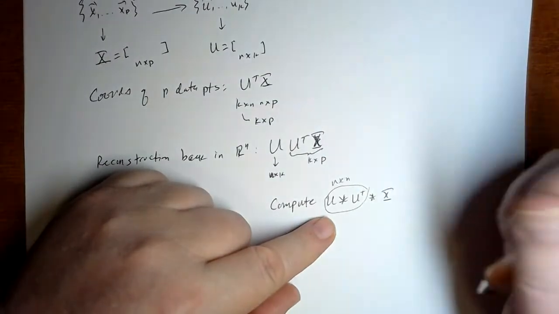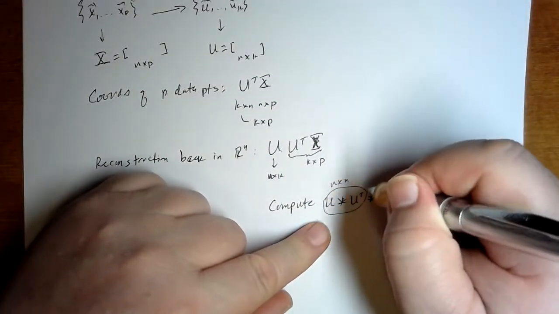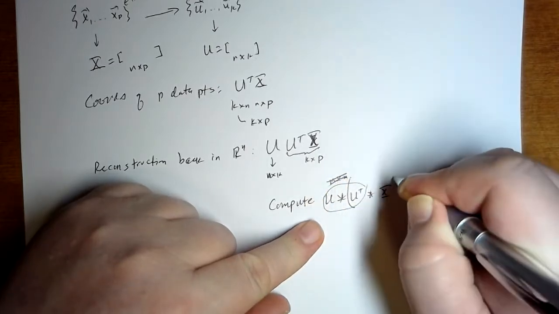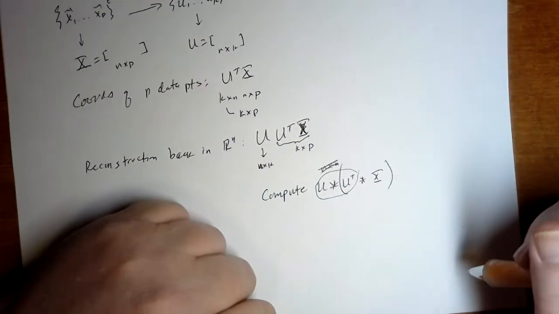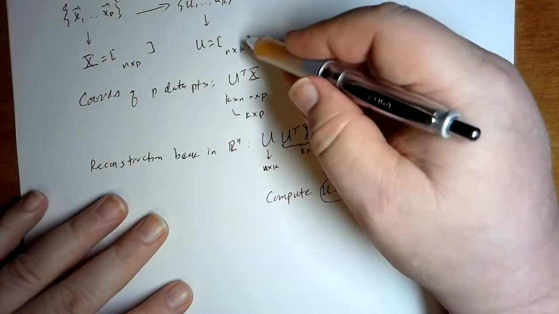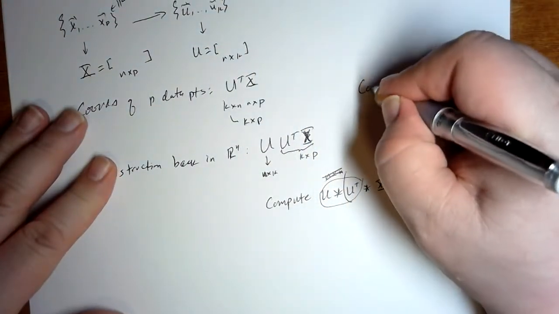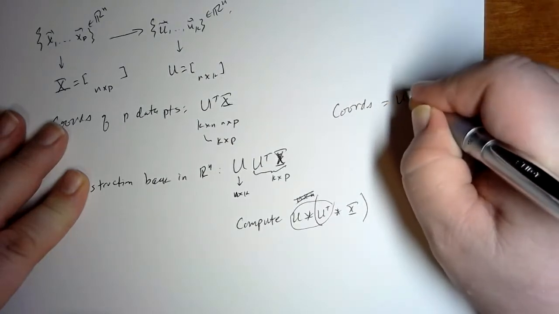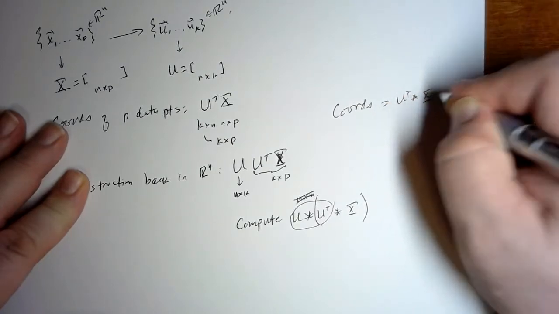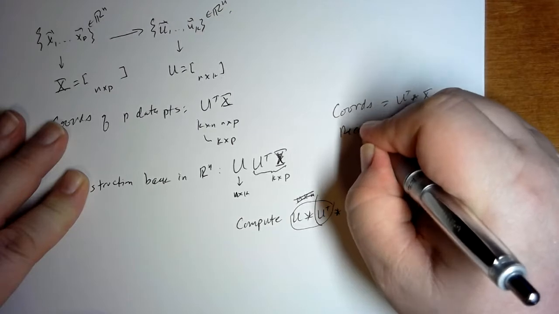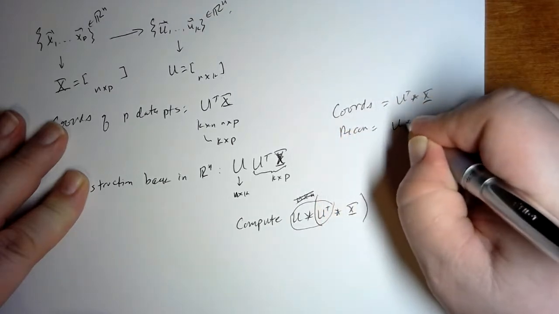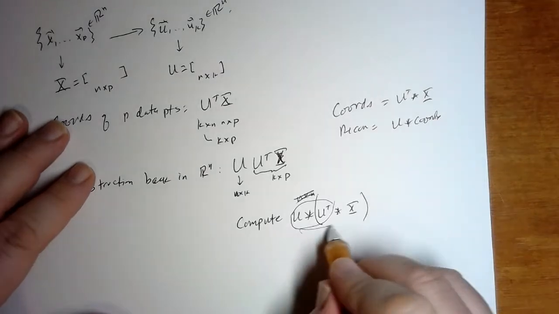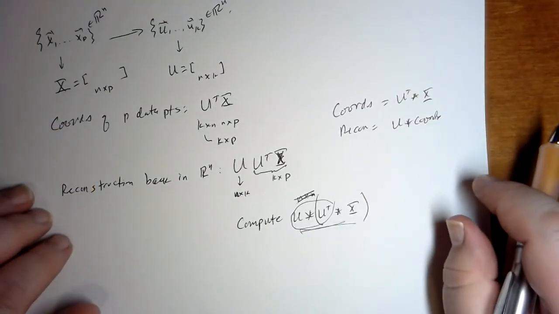But I didn't do this error, though, I must admit. But I have done it in the past. So what do you want to do instead? Be sure you have parentheses around your coordinates. In fact, it's probably easier to say coords equals U transpose times X, whatever language you're using, and then say recon, the reconstruction, is U times the coordinates. And that'll guarantee that you won't get into this problem where you might run out of memory. Okay?